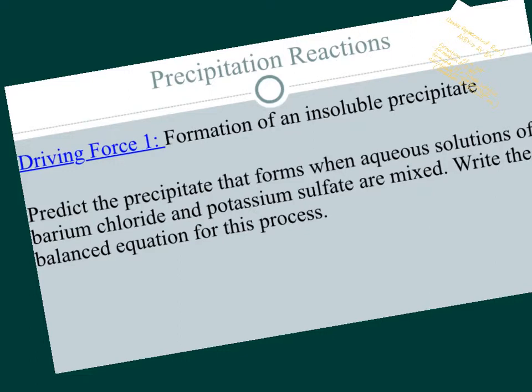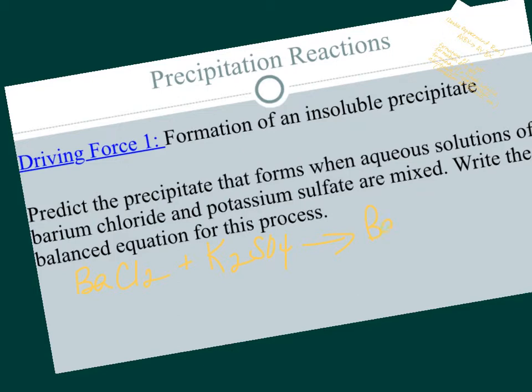So this is driving force 1, formation of a precipitate. Predict the precipitate that forms when aqueous solutions of barium chloride. Here you go, you need to be able to write it. Ba, it's got a +2 charge, BaCl2 when I drop and cross, and potassium sulfate. K, sulfate is SO4 with a 2- charge, so when I drop and cross I get K2SO4. That's how it's got to come. You've got to be able to do that right off the top of your head or you're going to get waylaid there.